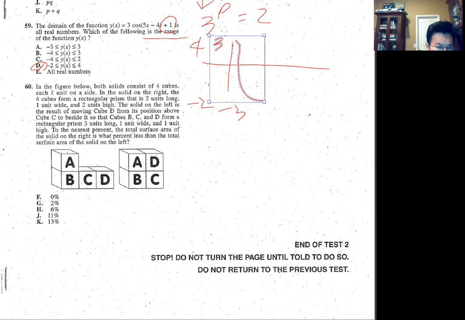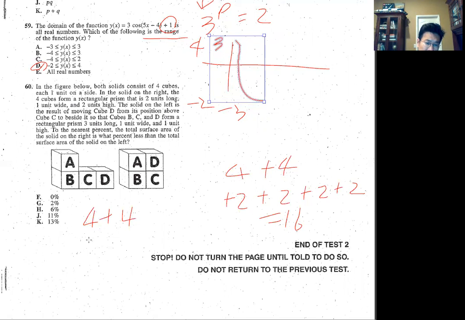The nearest percent total surface area of the solid on the right is the left one. Okay. Surface area, each unit is 1. Let's say the outside face is 4, and then back is also 4, front and back. And left side is 2, right side is 2. And top is 2, and then bottom is 2. So this is 16. And the left one, front is 4, back is 4. Left is 2, right is 2. Top is 3, bottom is 3. So this is 12, and then 12 and 6, 18, so 2 more.